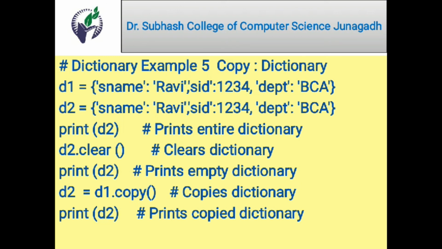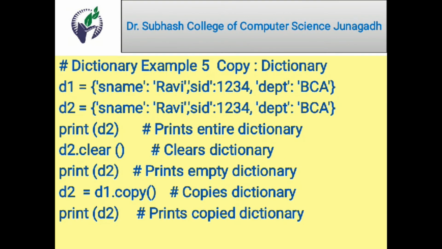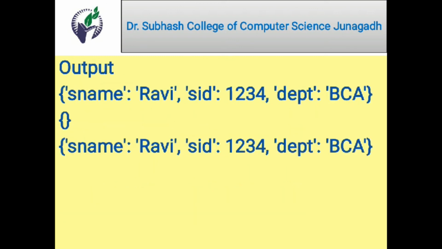So let's see the output. That is D2. After clearing it, it will be an empty dictionary. After emptying, we are copying from the previous one, that is from D1. Here we are giving D1.copy, so it will copy from D1 and assign to D2. So here D2 is again similar to what we had previously.